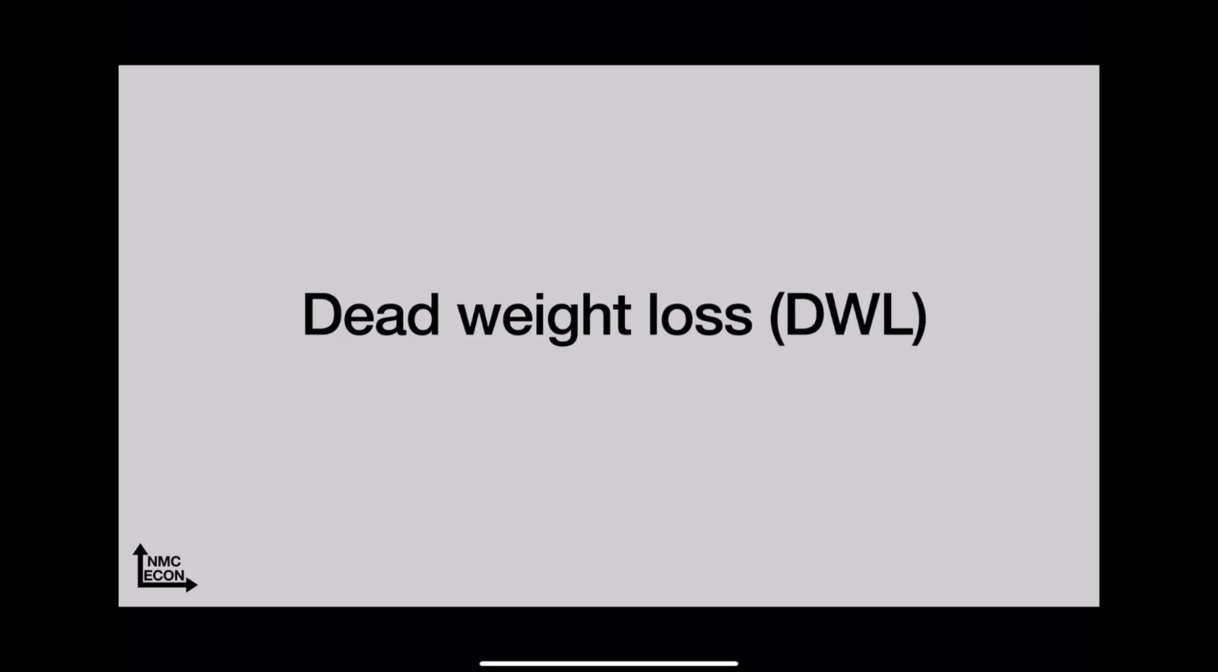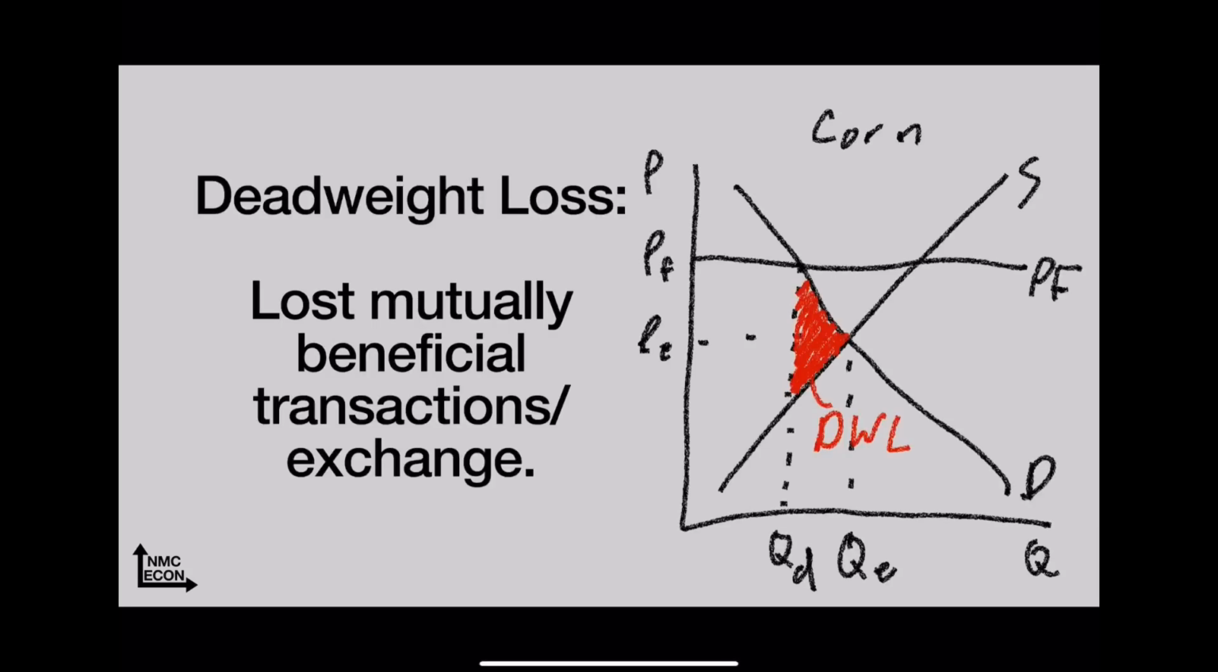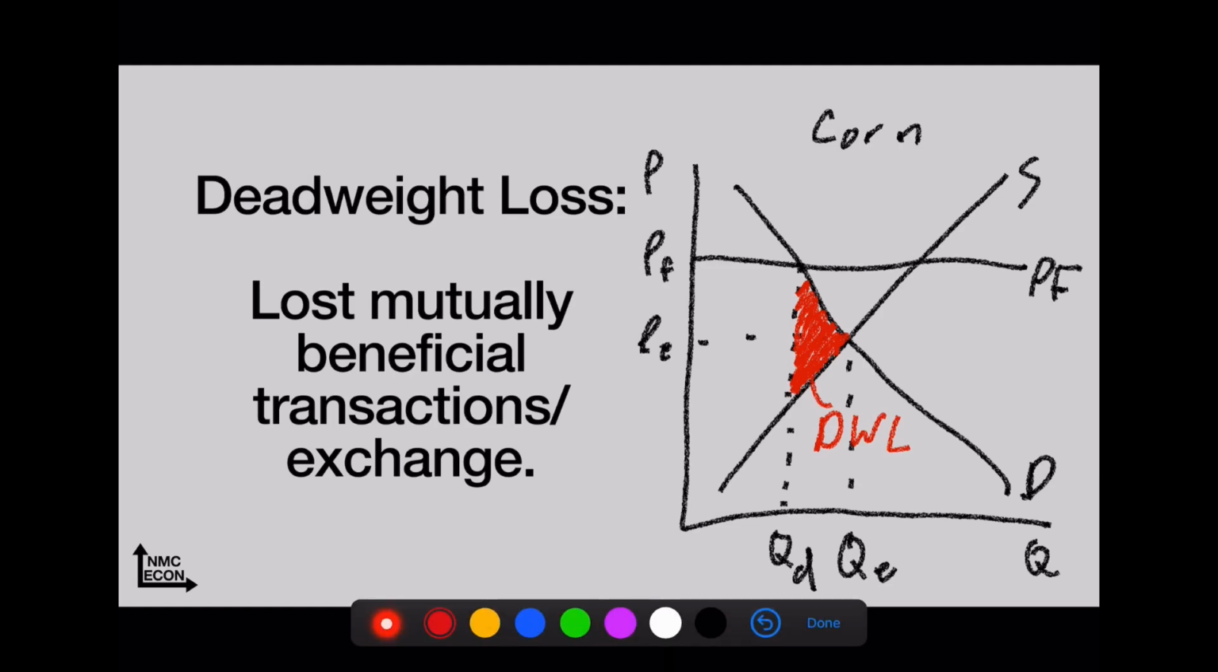Deadweight loss. This is lost mutually beneficial transactions or exchanges. This is the enemy of economists. Here we can see that the market wants to function at PE and QE, but it can't. Why? Well, we have a price floor. The secret to graphing deadweight loss is that it's always a triangle pointed at the equilibrium intersection of supply and demand. You can see that red triangle there. It's always going to be a triangle.